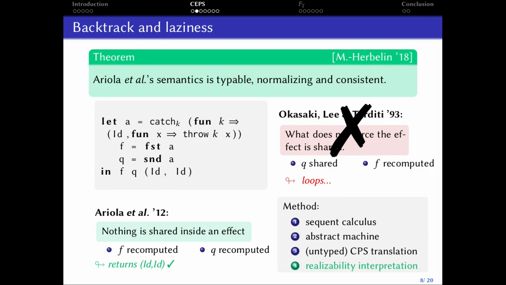And we show in a previous paper, also with Hugo Herbelin, that their semantics can be typed, and that it is normalizing and consistent. And to that end we use the realizability interpretation.